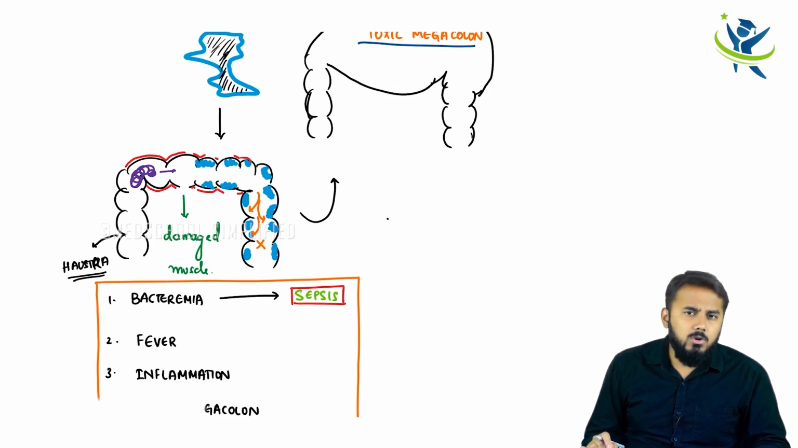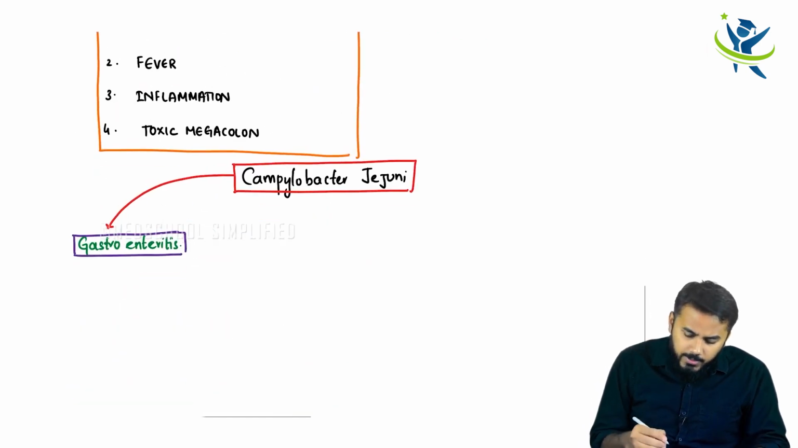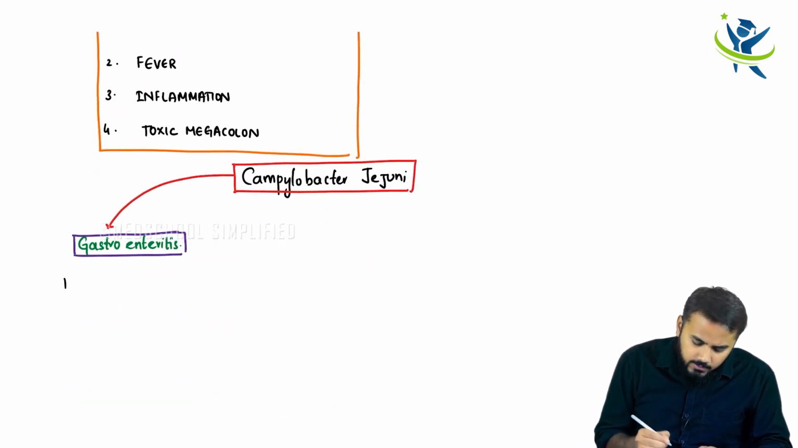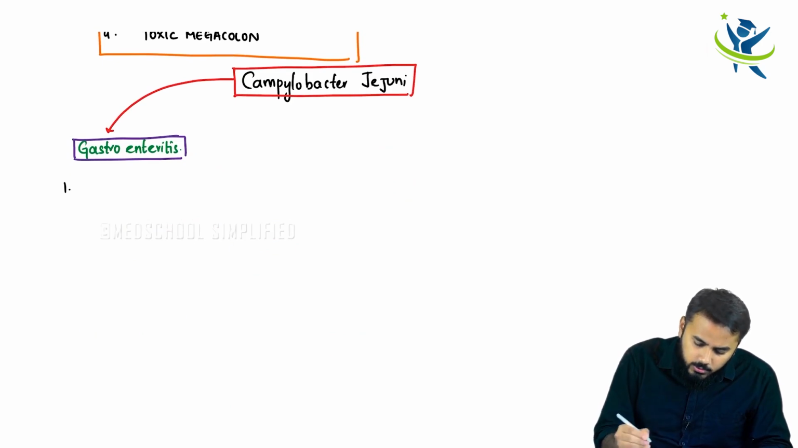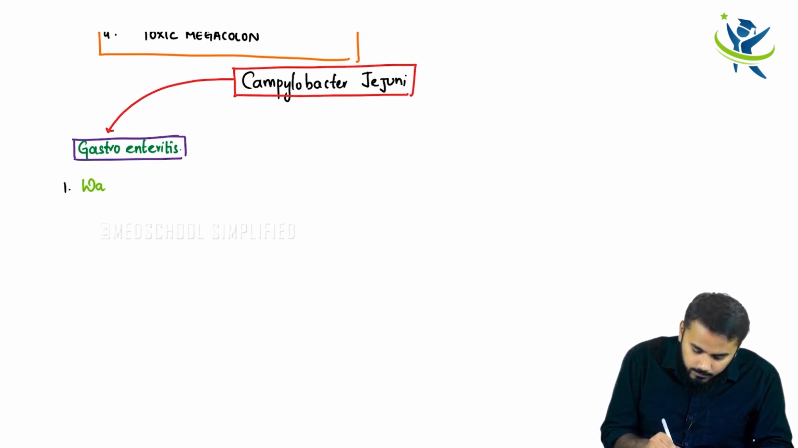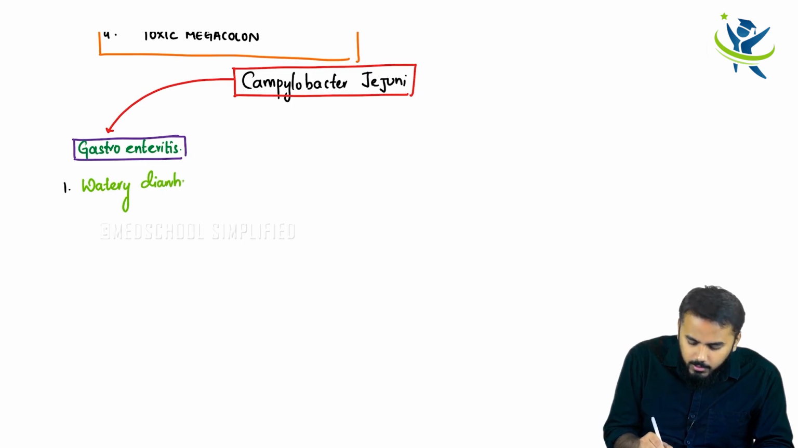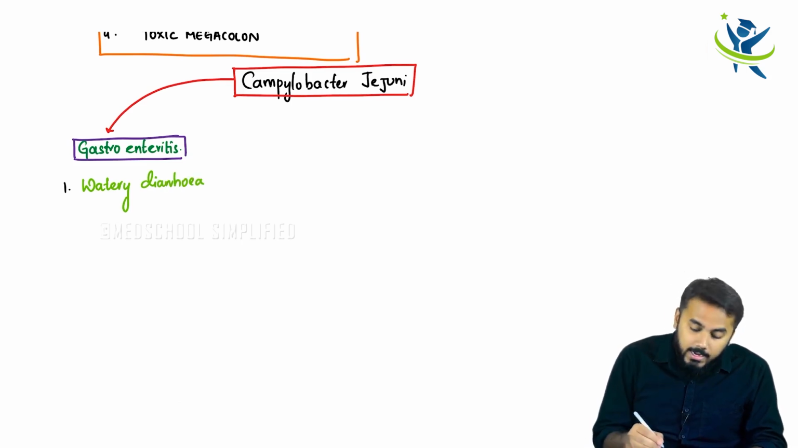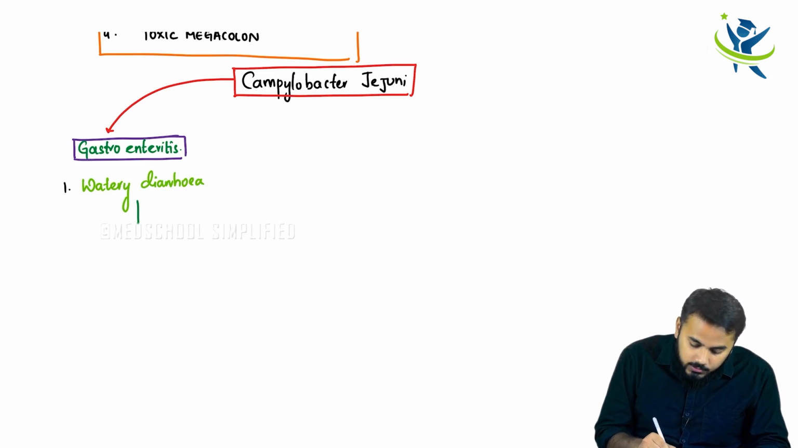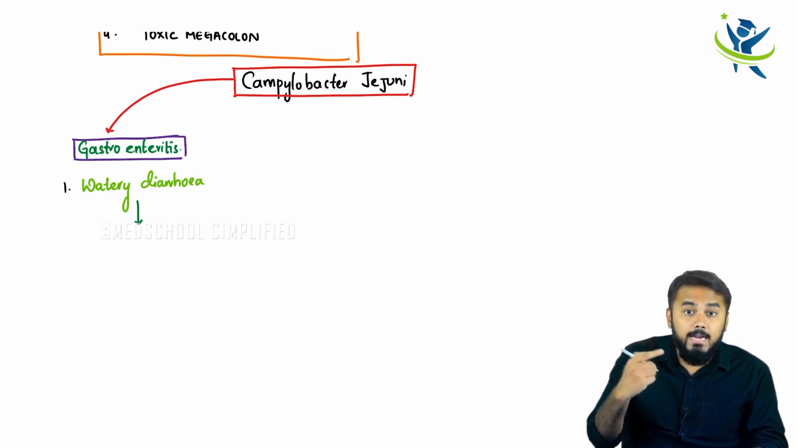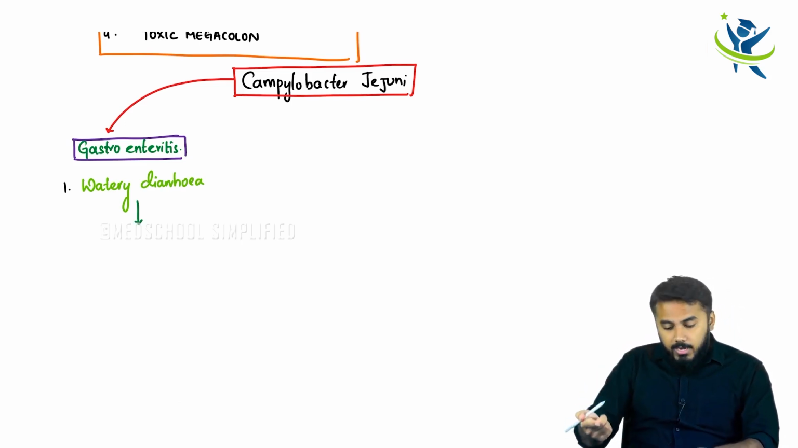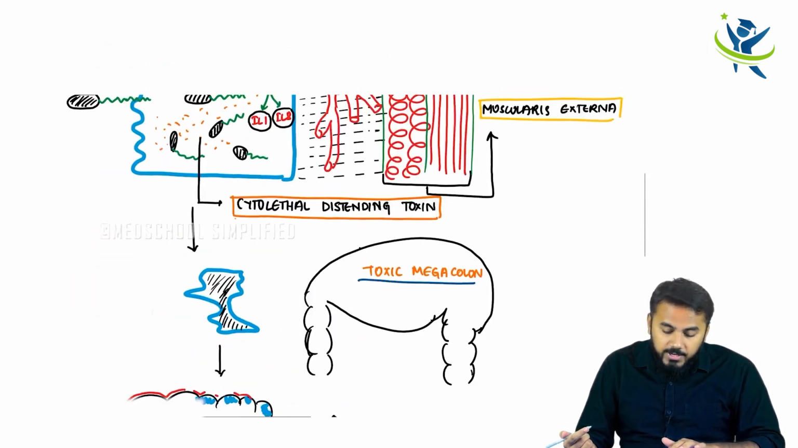But if the patient is not getting any treatment, let me write it down first. Patient will have what type of diarrhea? Obviously, the patient is going to have watery diarrhea. Not only watery diarrhea. Later on, this watery diarrhea will progress to bloody diarrhea. How? Tell me now. Look in the picture now.